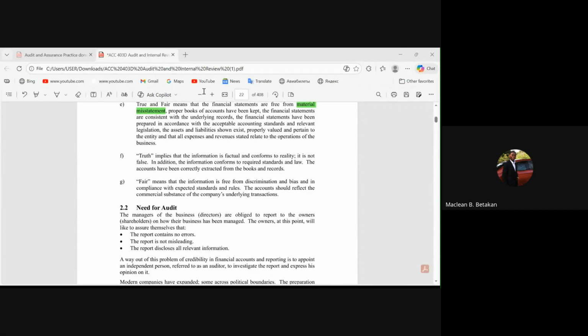So we are trying to say that truth in auditing simply means that the statement says true and fair. So the true that you are seeing there, we are saying that the information is factual. And also, we are saying that it conforms to reality. The information conforms to reality. We are also trying to say that you have, of course, extracted correct records.